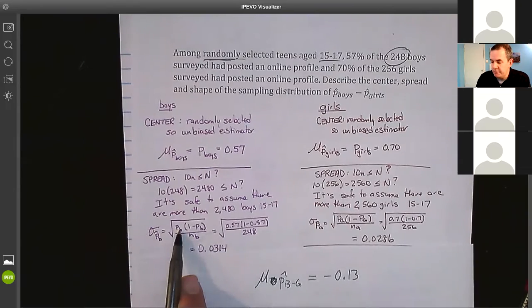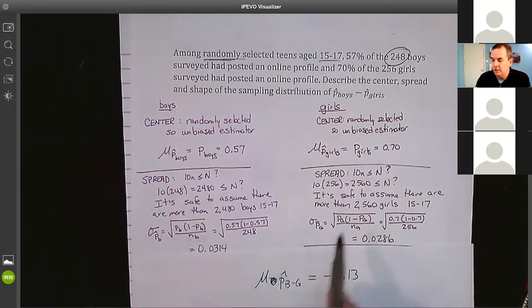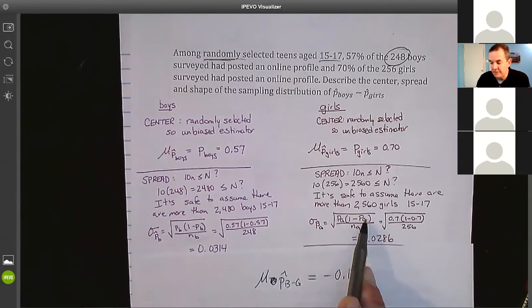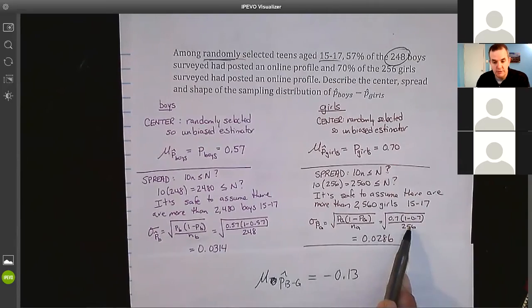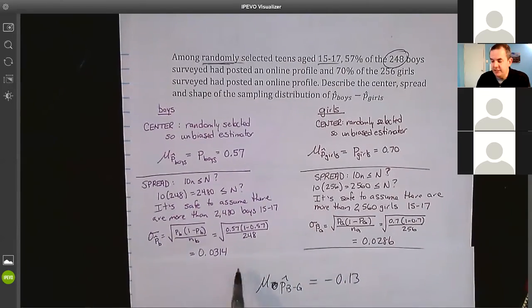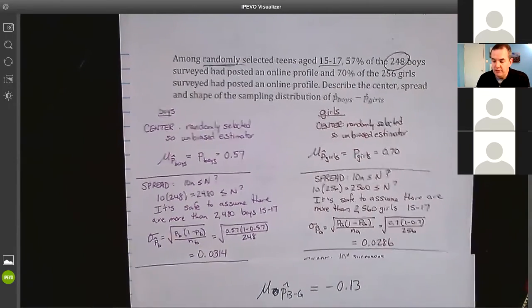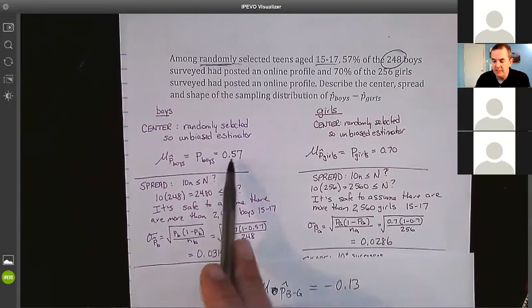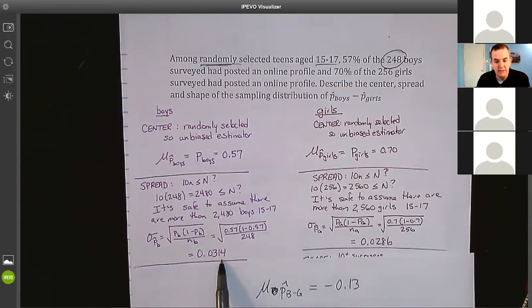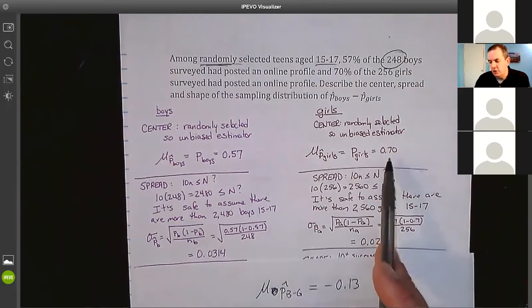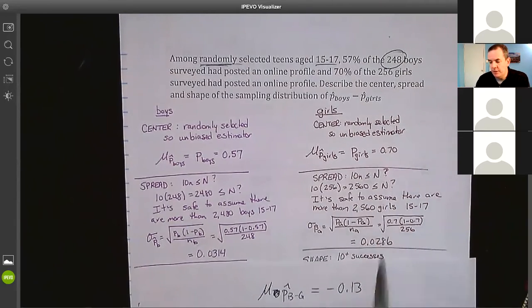So 57% of boys have an online profile: 0.57 times 1 minus 0.57, over 248. This one's going to be 70% for girls: 0.70 times 1 minus 0.70, over 256. And what I get are standard deviations. The boys are going to be centered at 57% with a standard deviation of a little more than 3. The girls are going to be centered at 70% with a standard deviation a little bit less than 3.